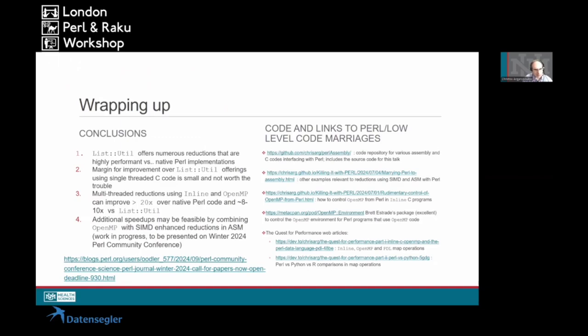The package List::Util offers numerous reductions that are highly performant versus native Perl implementations, and for moderate sized problems, one should just use that because it obviates the need of writing C code. However, for really big problems, it becomes imperative to deploy multi-threaded reductions by writing code in C that's easily parallelized with OpenMP and delivers a performance of 20 times over the native Perl code or 10 times over List::Util.